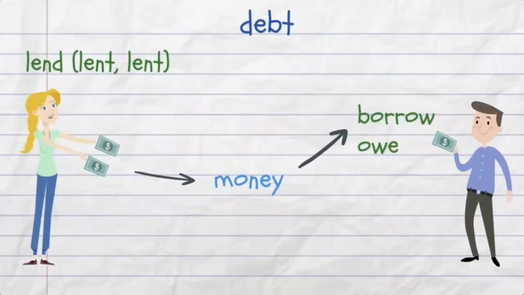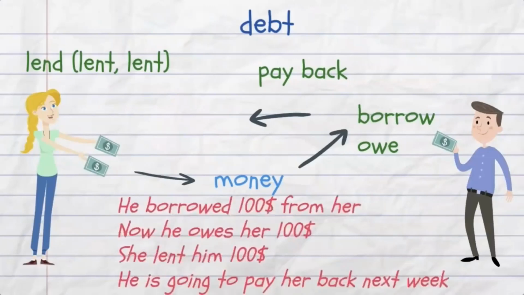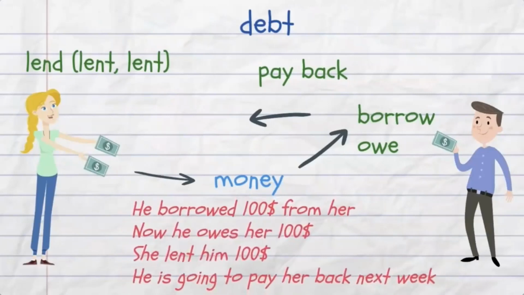So let's talk about debt and borrowing. If you need money, you can borrow it from your friend. So your friend in this case lends money to you. You owe this money for a certain period of time and then you pay it back. For example, he borrowed $100 from her. Now he owes her $100. She lent him $100. He is going to pay her back next week.